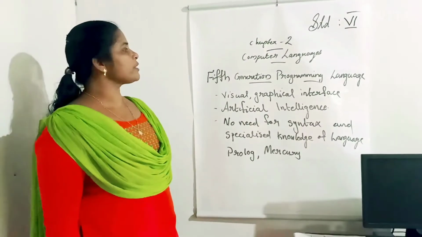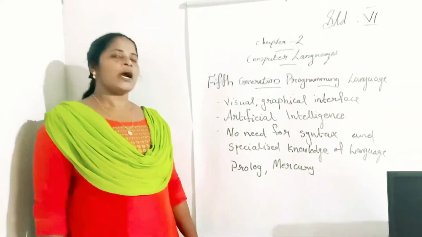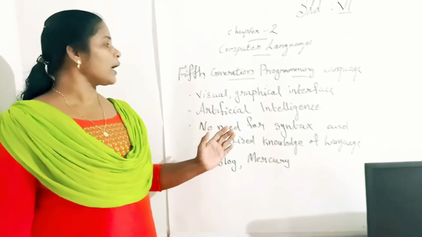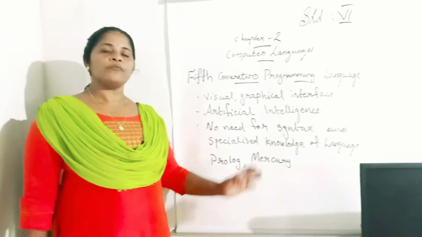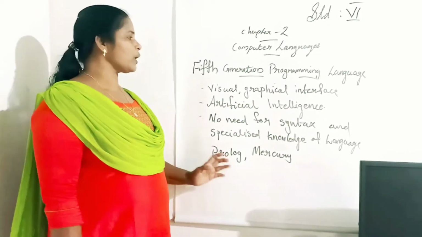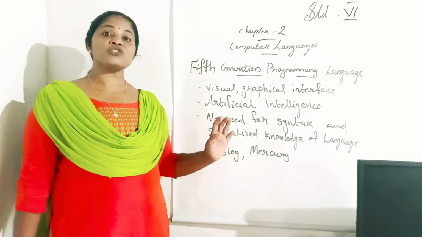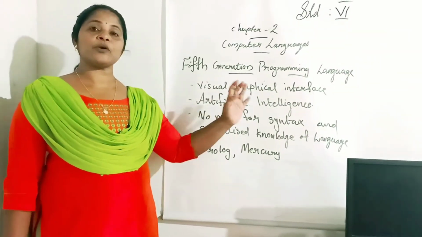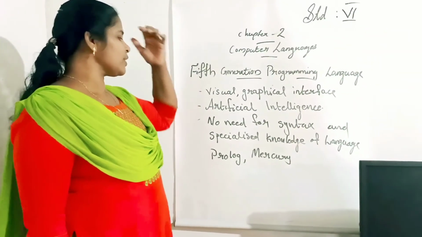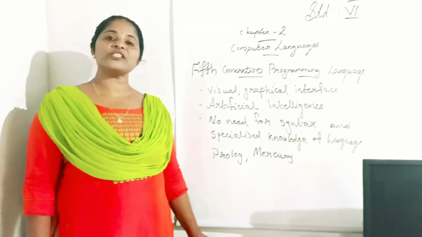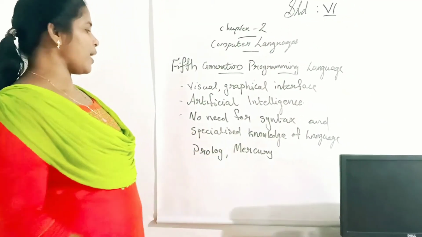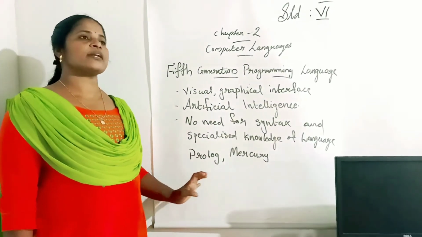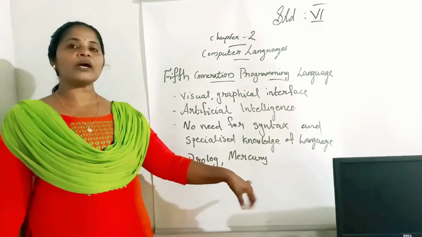And the next one, fifth generation programming language. What is the speciality of fifth generation programming language? It has a visual and graphical interface. It mostly depends on artificial intelligence. The fifth generation programming language depends on artificial intelligence, and these programming languages need no syntax and specialized knowledge of languages. Examples of fifth generation programming languages are Prolog and Mercury.